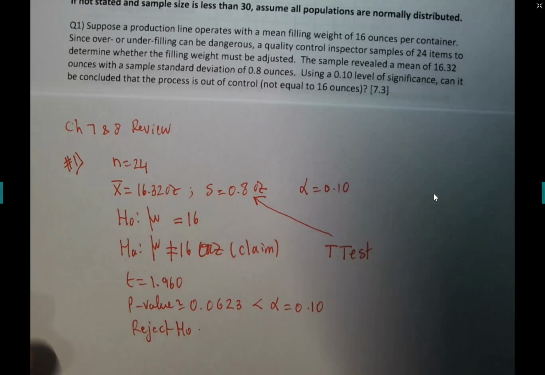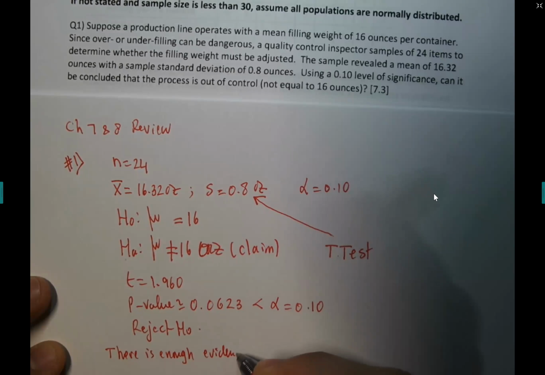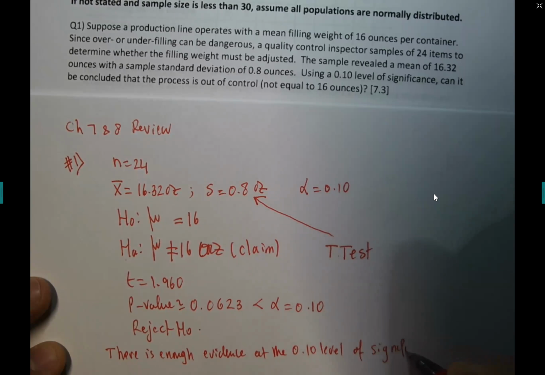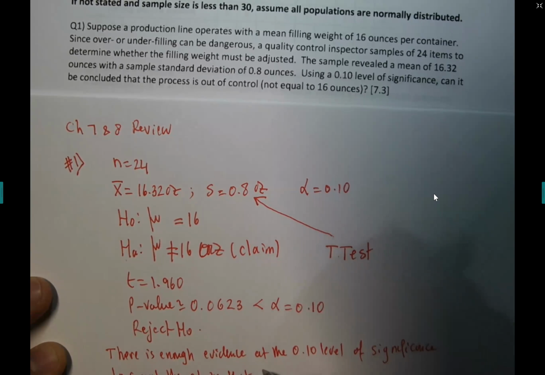So you say there is enough evidence at the 0.10 level of significance to support the claim that the process is out of control.